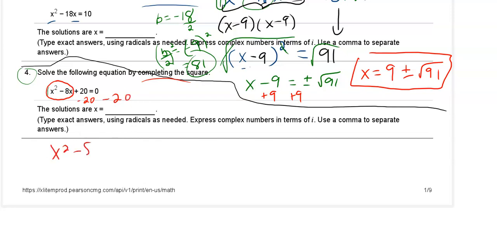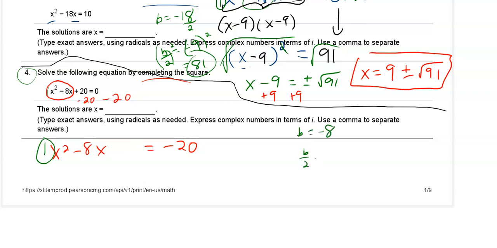So I'll have x squared minus 8x, leave a space for the special magic number that I need there, and then we'll have negative 20 on the right-hand side. Again, you need a to equal 1 in order for this technique to work. It's already equal to 1, so that's a big help. So we'll start with b, which is negative 8.